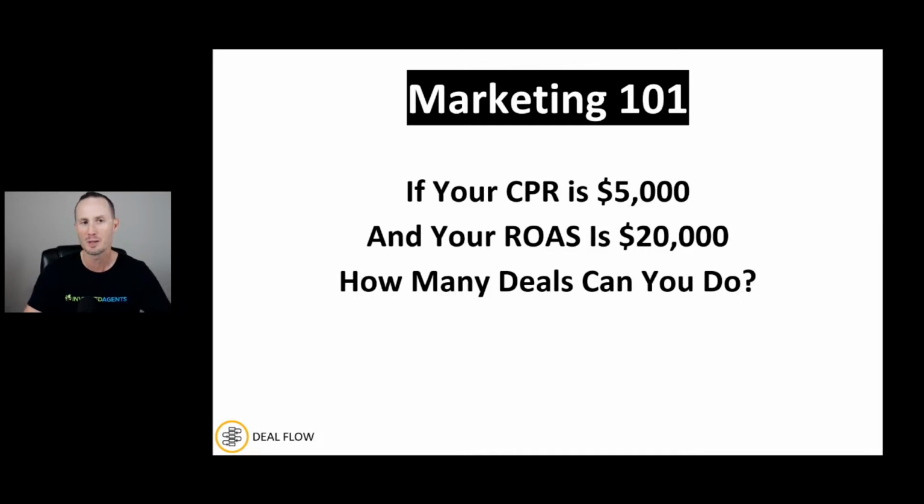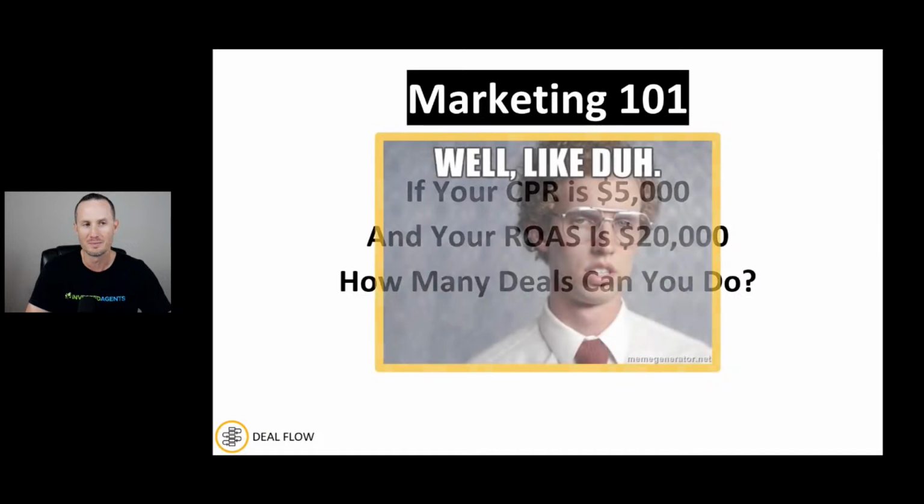Now, actually, just think about this. If your cost per result, CPR, or cost per deal, was $5,000, meaning for every $5,000 you spend, you get a ROAS, your return on ad spend, of $20,000. So for every $5,000 you spend, you get $20,000 back. How many deals could you do? All of them, right? Like a lot. So at that point, everything changes.